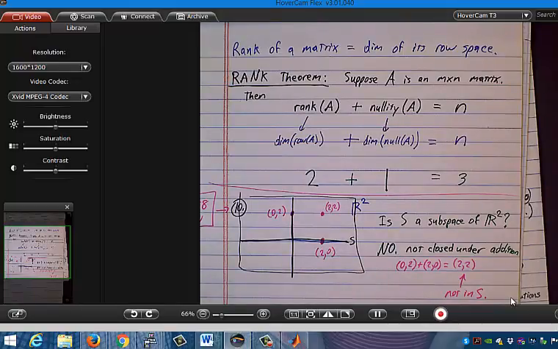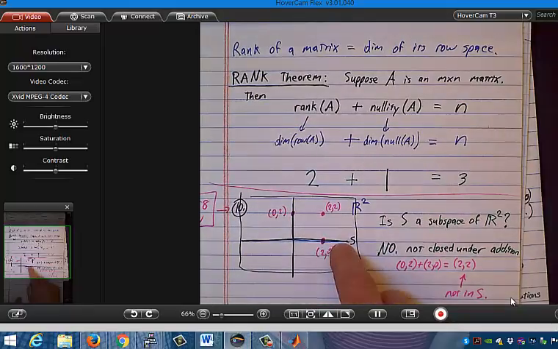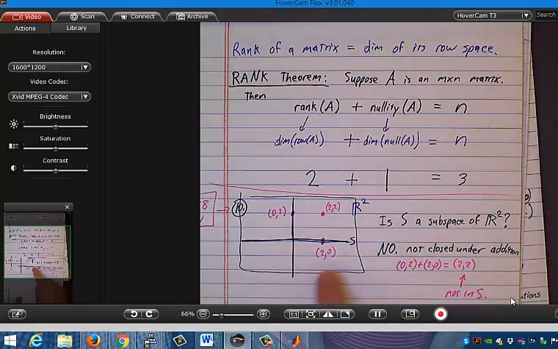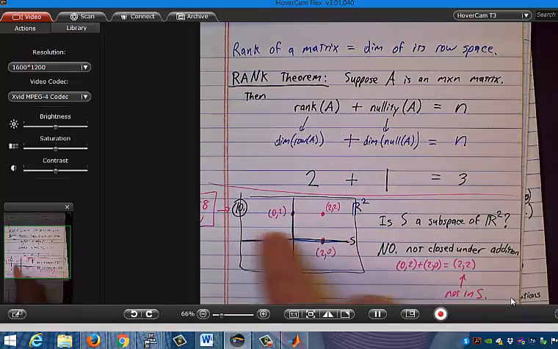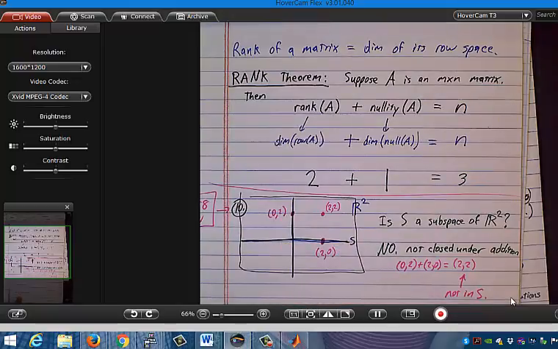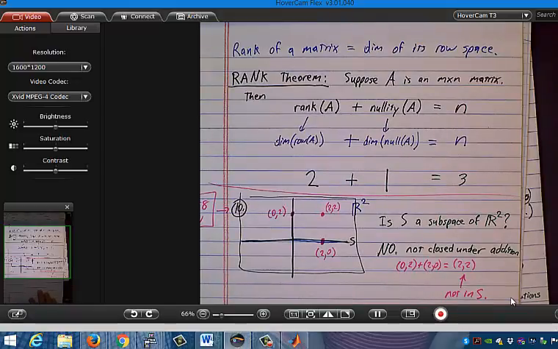But interesting, in number 9, you were actually asked to prove that if you have a line through the origin, it is a subspace, right? Because it'll contain the 0 vector, it'll be closed under addition and scalar multiplication. It's just that this is not. Okay? That was one thing people asked about.